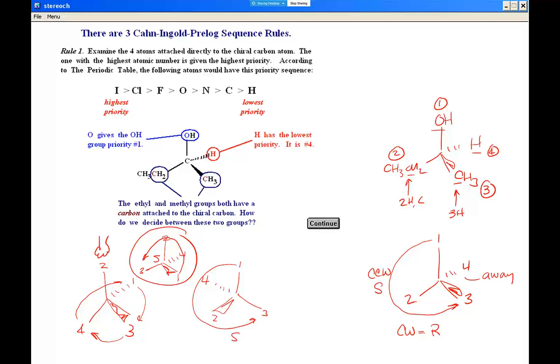What did I do? Grabbed it, rotated it like this, right? Okay, let me do that again. Not the chair, the Newman projections. So that's what I did with the Newman projection. Only now I'm doing it with the groups down.